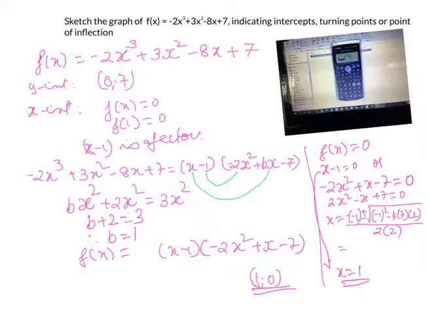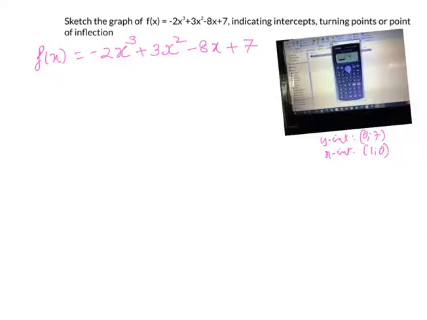Try to solve it. I get no real values here, so there are no real roots. Even if you look at the b squared minus 4ac format, b squared minus 4ac is negative. Therefore, there are no real values. Therefore, I got only one x-intercept, which is (1, 0), and of course a y-intercept at (0, 7).